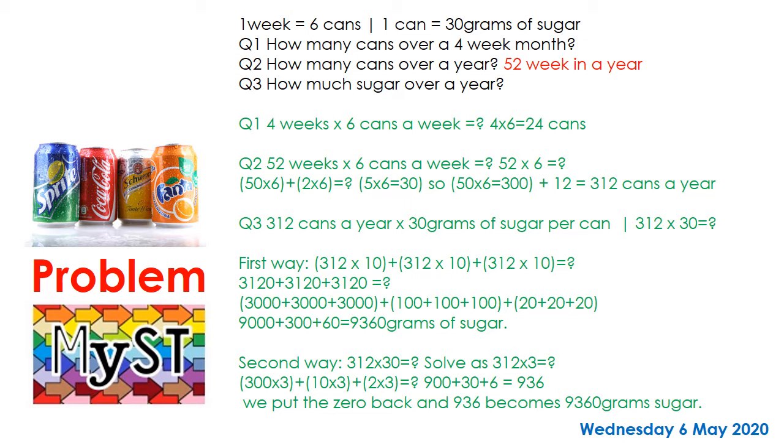3 times 3 is 9. Put the zeros back. 3 lots of 300, 900. 3 lots of 10, 30. 3 lots of 2 is 6. And therefore the answer is 936. But we removed that 0. We weren't asked for 3 lots of 312. We were asked for 30 lots of 312. So we put the 0 back, and 936 becomes 9,360 grams of sugar.